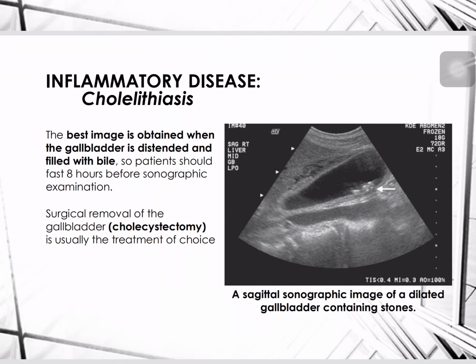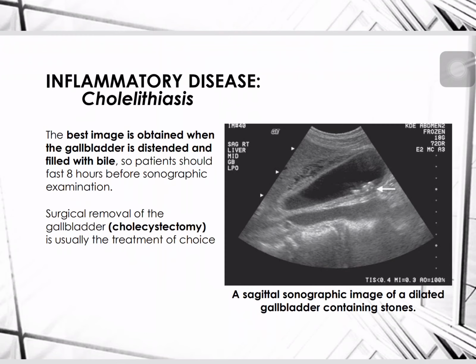The gallbladder is demonstrated anteriorly to the kidney. The presence of cholelithiasis is readily demonstrated by sonography. The best image is obtained when the gallbladder is distended and filled with bile, so an 8-hour fast is required for the patient before the sonographic examination. The three major sonographic criteria for gallstones include the echogenic focus, acoustic shadowing below the stone, and gravitational dependence.